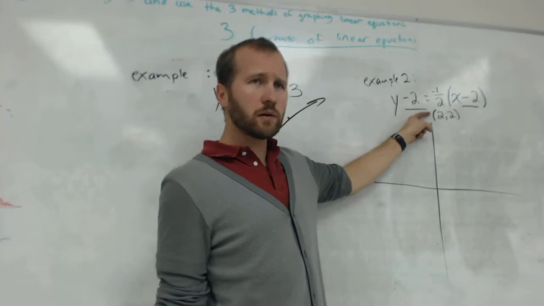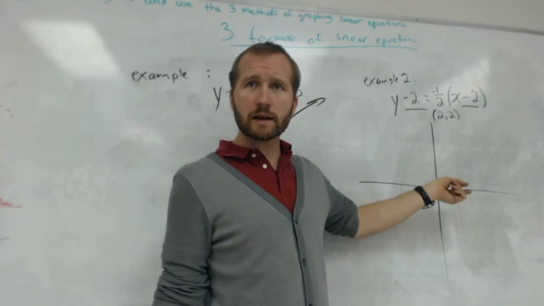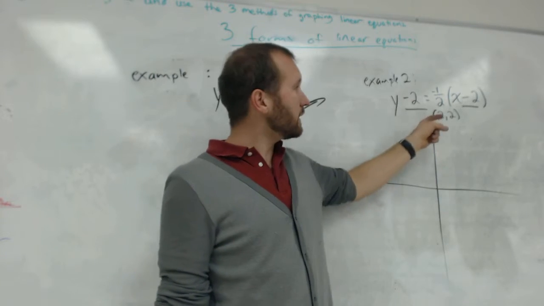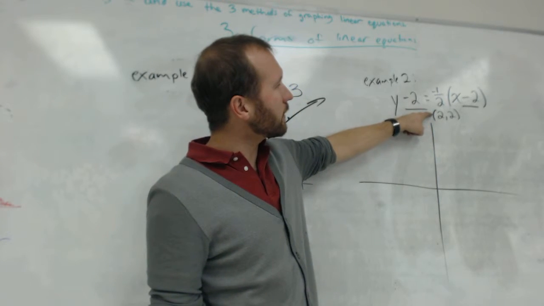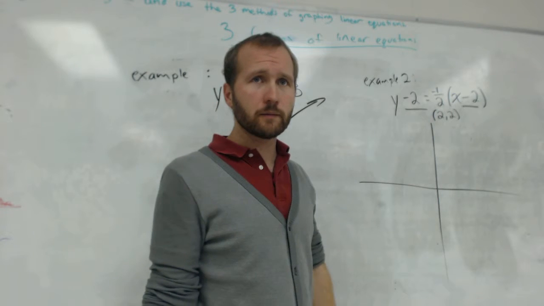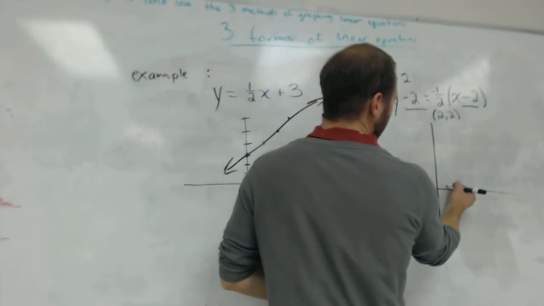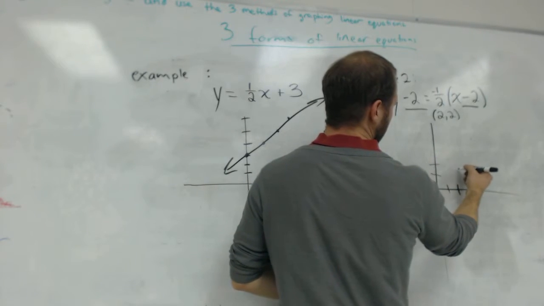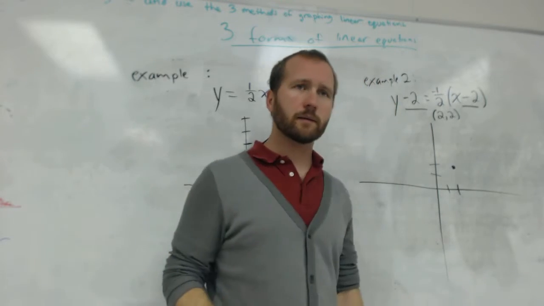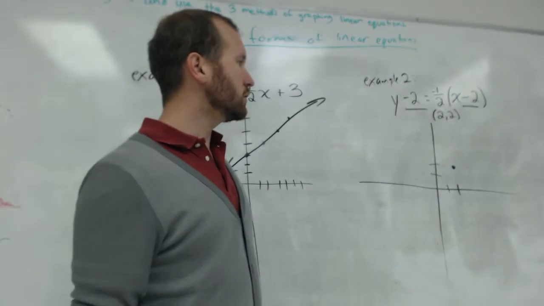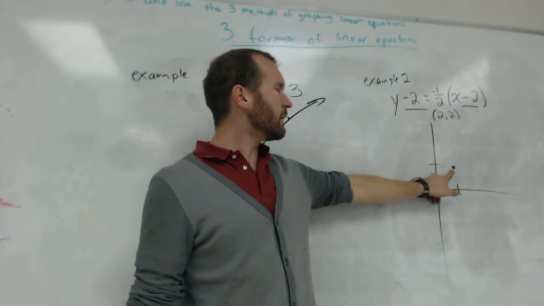Because let's say you know the point, but then for some reason you plot it wrong on your graph. I'll only take off partial credit if you wrote out 2 comma 2 right there. Okay. And then if you plot it right, then you'll get full credit. 2 comma 2. So there's 2 comma 2.